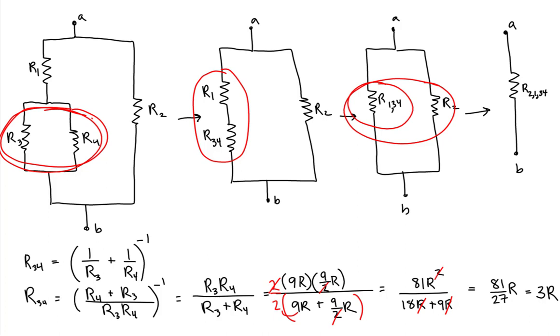Great, so now we can replace that parallel combination of 3 and 4 with the single resistor of a value of 3R. So our combination now is a series combination of R1 and R3 and 4. And that series combination is in parallel with resistor 2.